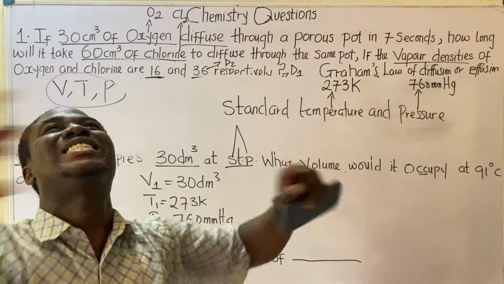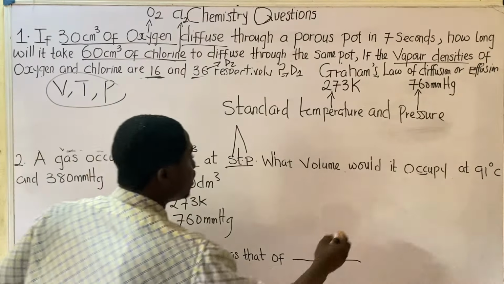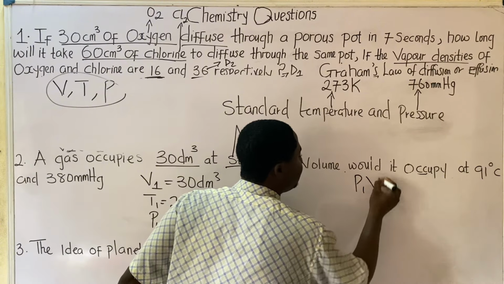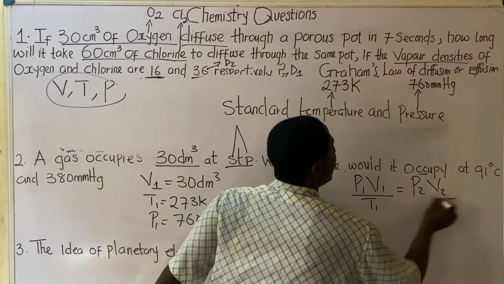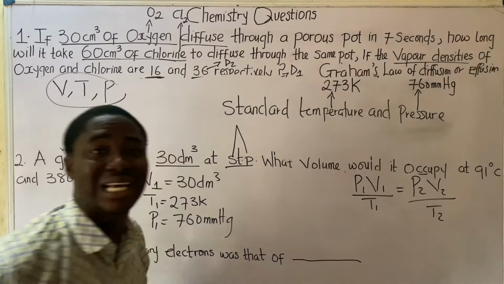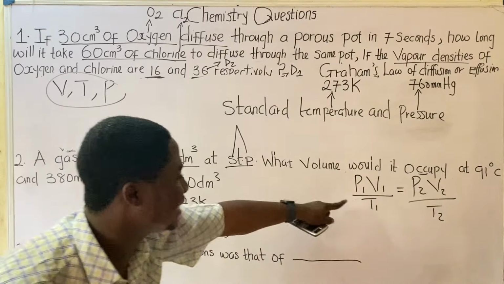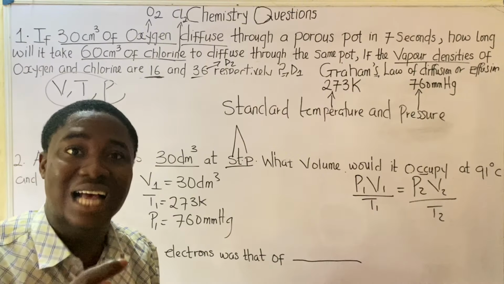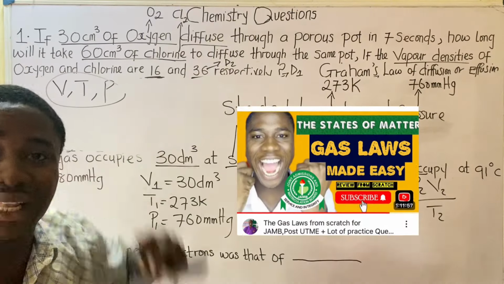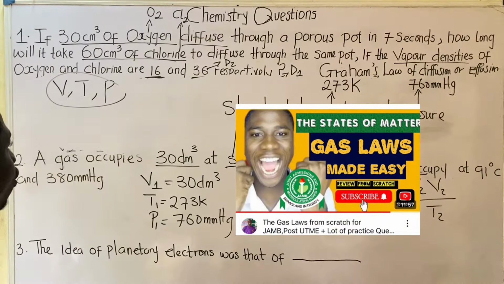We should use the general gas law, whose formula is P1V1 over T1 equals P2V2 over T2, because it has all the parameters: pressure, volume, and temperature. Remember, all of these describe gas behavior, which I explained in that video lesson on gas laws. So what do we do next?